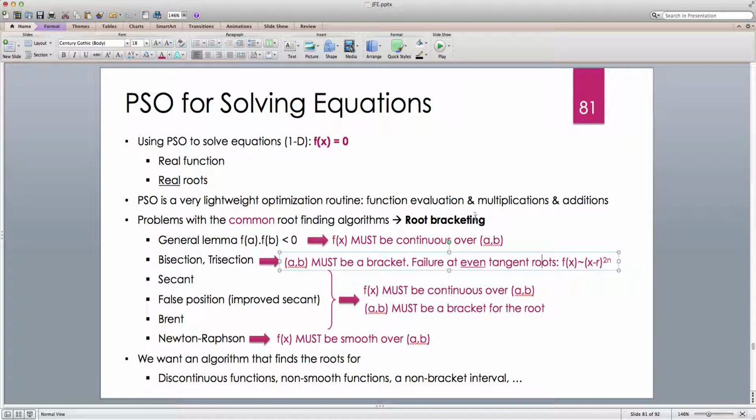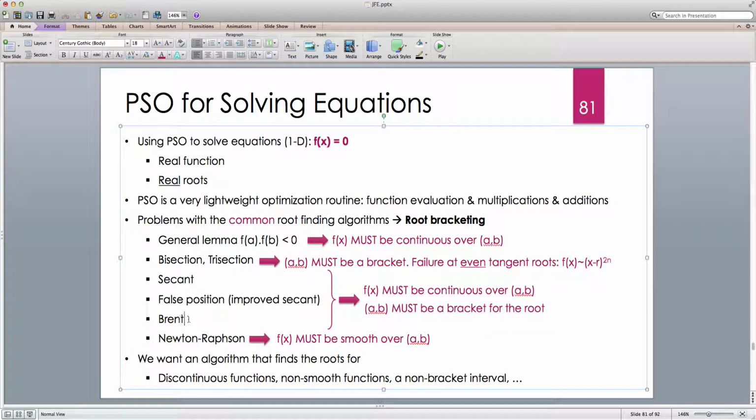And the problem was that when you have an even tangent, the sign of the function doesn't change around the root, right? Whether x is less than r or greater than r, this term is always positive, has the same sign. All right. So again, we cannot find a valid bracket because the bracket relies on the fact that the sign of the function should change. So obviously bisection and trisection failed, and we looked at different examples where they have this problem.